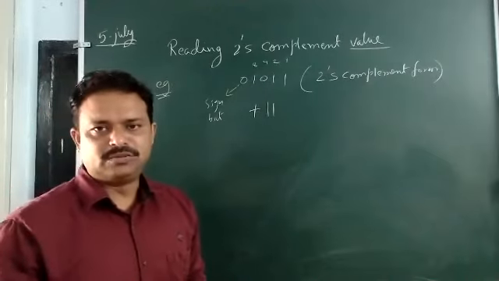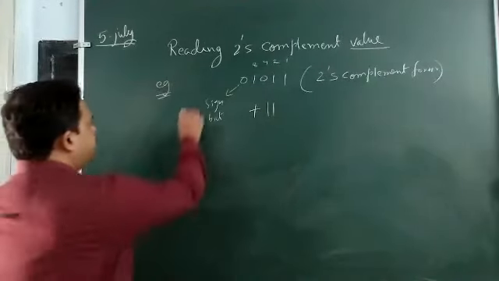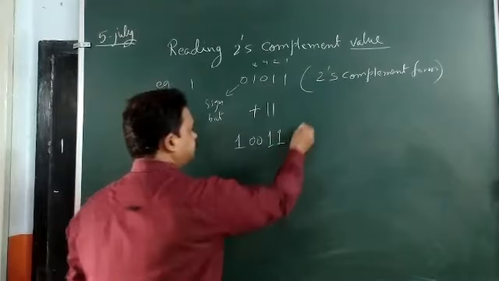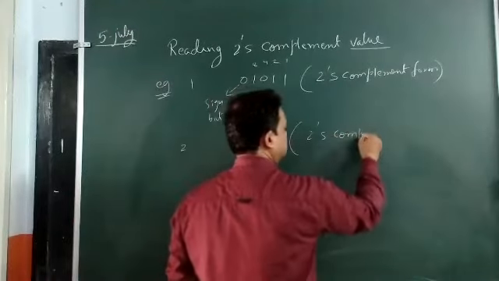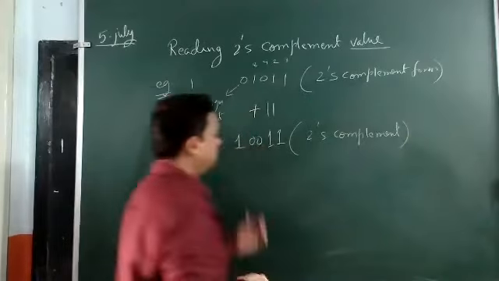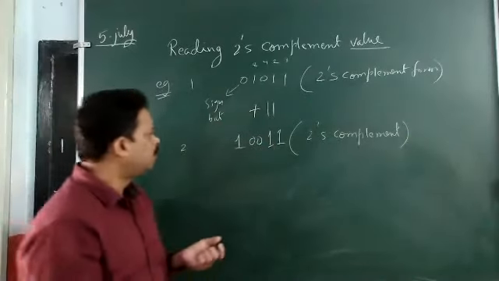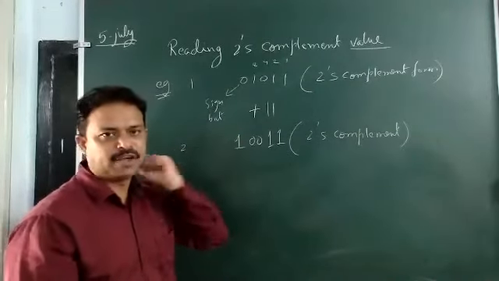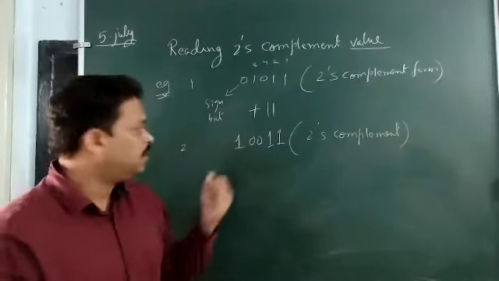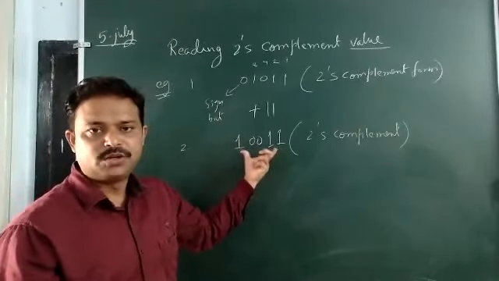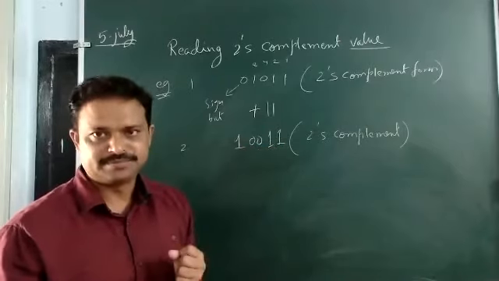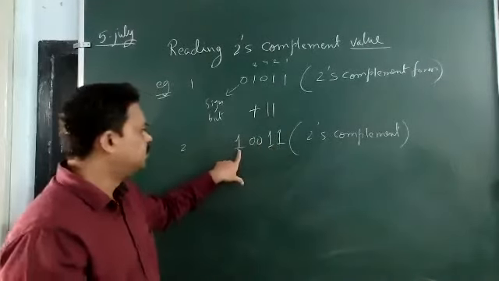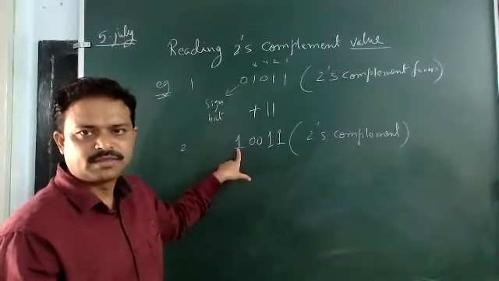The problem is with the negative value. Now let us take a negative value example also. Suppose 1, 0, 0, 1, 1 is given in 2's complement. One thing is very clear: it is a negative value. How did you come to know that? The sign bit is 1. But which negative value? It has been written in 2's complement form, so it is very difficult to read directly which value it is.